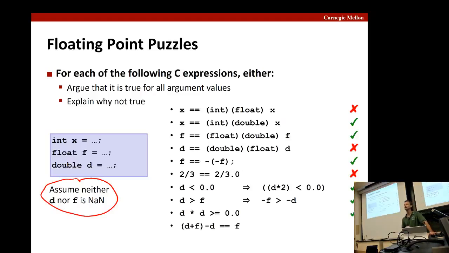All right, what if I take a double and add it to a float, and then I subtract back off that double? Do I get back the float? What goes wrong? It's a rounding, right?